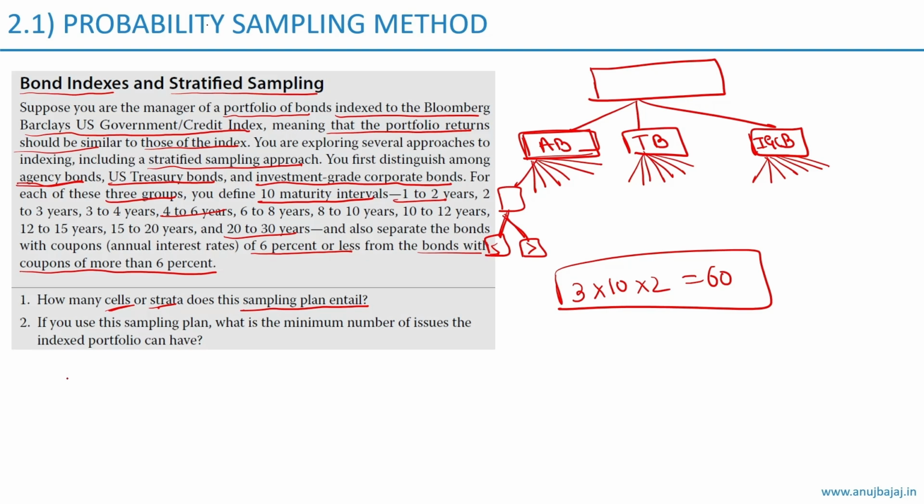Second question, if you use this sampling plan, what is the minimum number of issues? That is the minimum number of bonds the indexed portfolio can have. So we have 60 different strata, and at least one bond should be present in each strata. So we can say that the portfolio can have a minimum of 60 bonds in it.